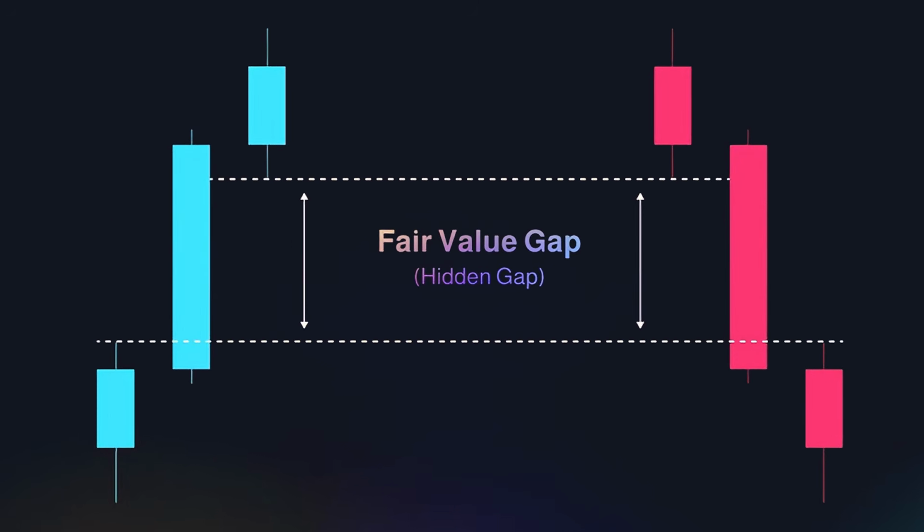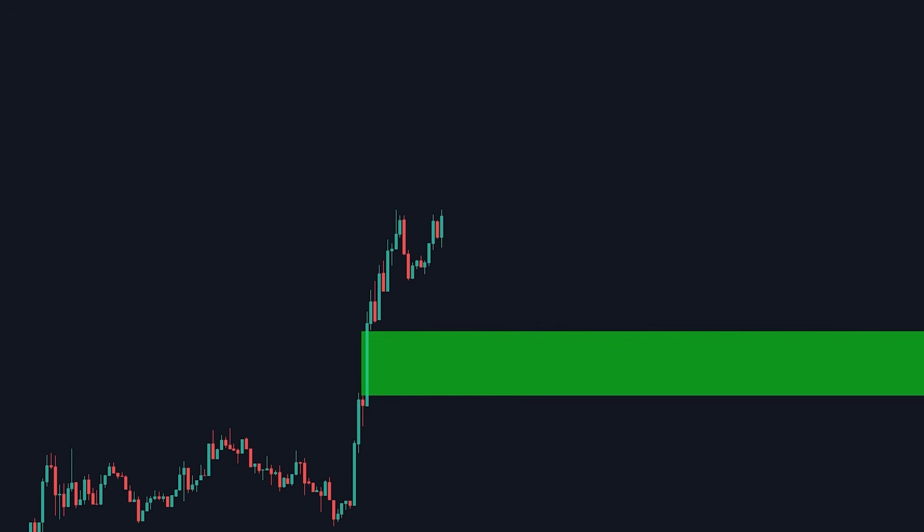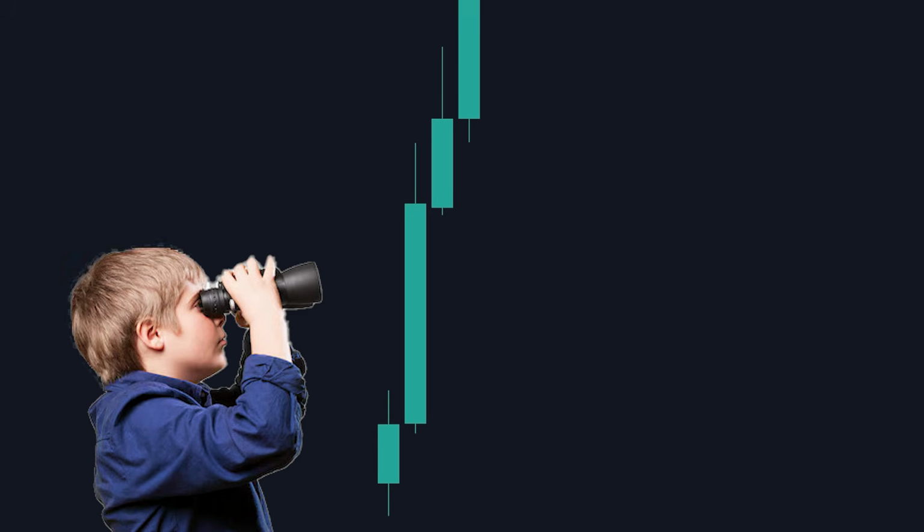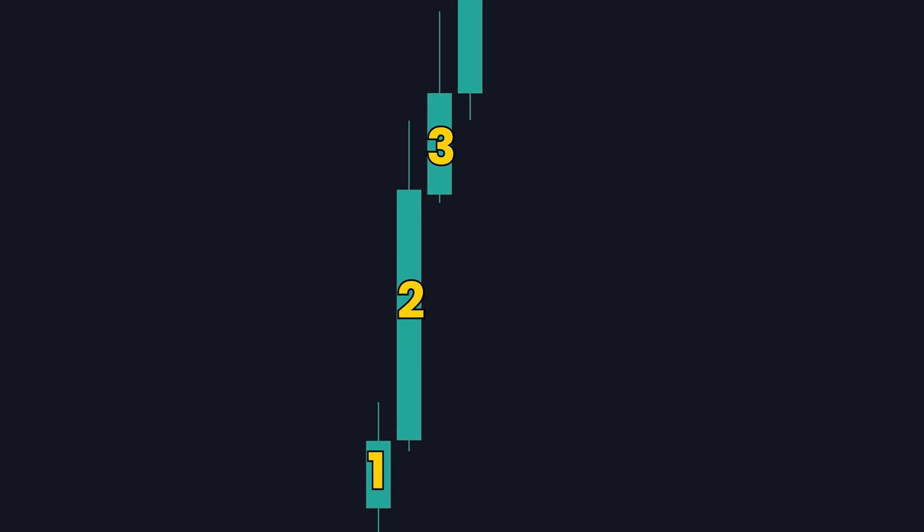Fair value gap. The fourth concept that will revolutionize your entries is fair value gaps. These powerful formations occur when price moves so aggressively in one direction that it creates an imbalance in the market structure. You can identify a fair value gap by looking for 3 consecutive candles where something specific happens.